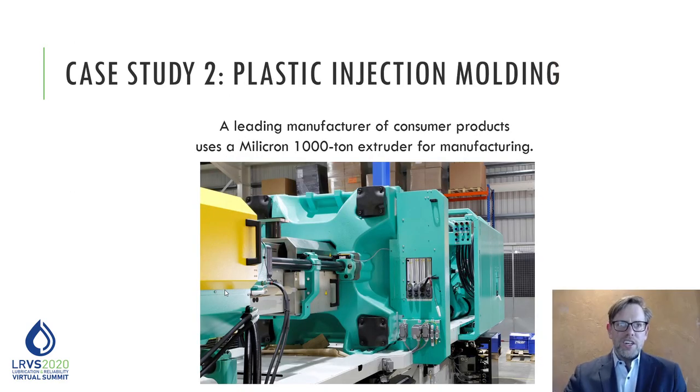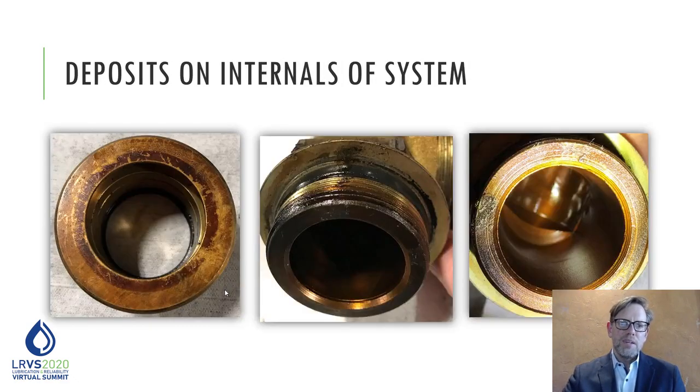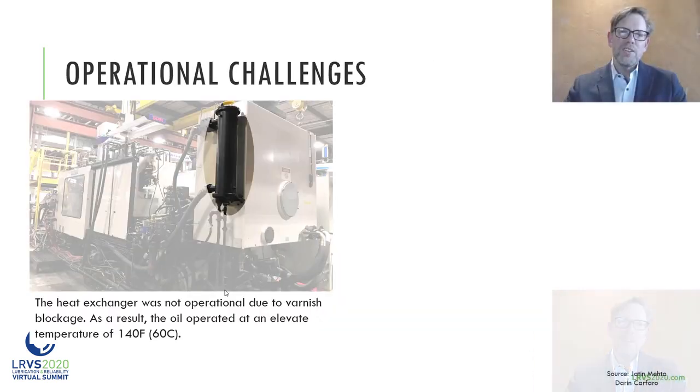Next case study I want to touch on is plastic injection molding. This is from a leading consumer manufacturer using a Milacron 1,000-ton machine. They had noticed lots of deposits in several of their machines. Every time they changed a filter or looked at any internal component of the system, they saw this brownish, gunky, sticky deposit. And they also had some actual performance challenges.